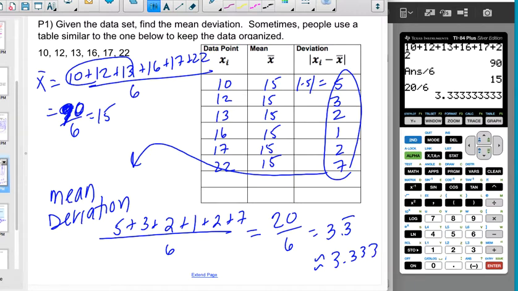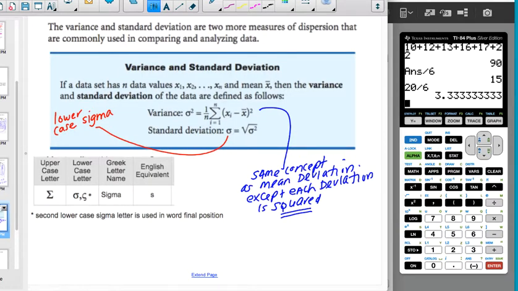All right. So mean deviation is one way to measure the dispersion, right? How spread out a set of data is. So the variance and standard deviation are two more measures of dispersion that are commonly used in comparing and analyzing data. So let's talk about variance and standard deviation.